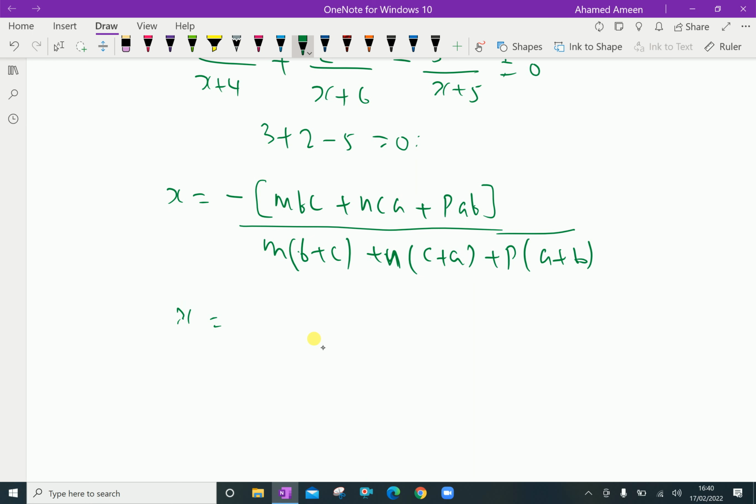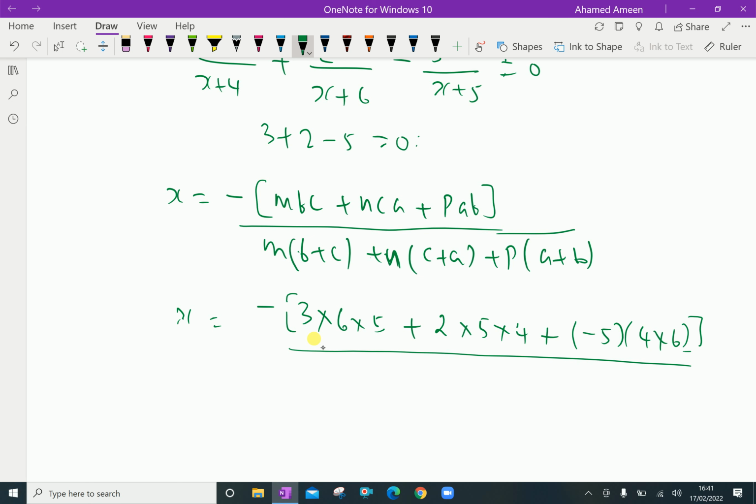Here, minus, M is 3, B is 6, C is 5, plus N is 2, C is 5 and A is 4, plus P is minus 5 into 4 into 6, over M is 3 into (6 plus 5) plus N is 2 into (5 plus 4) minus 5 into (4 plus 6).